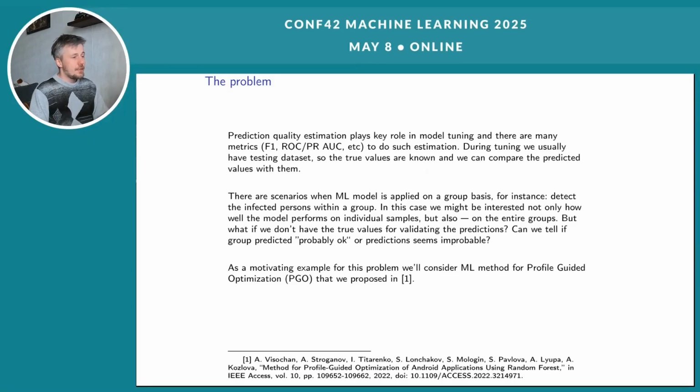Sometimes the machine learning model is applied on a group basis. For instance, we want to detect the infected students within a class. In this case, we might be interested not only in how well the model performs on individual samples, but also on the entire groups. But what if we don't have the true values for validating the predictions? Can we still estimate the prediction quality? Well, accurately, no. But we can use indirect quantitative information about predictions to tell if they look reasonable or maybe quite improbable. As a motivating example for this problem, we'll consider a machine learning method for profile-guided optimization that we proposed in the following paper.